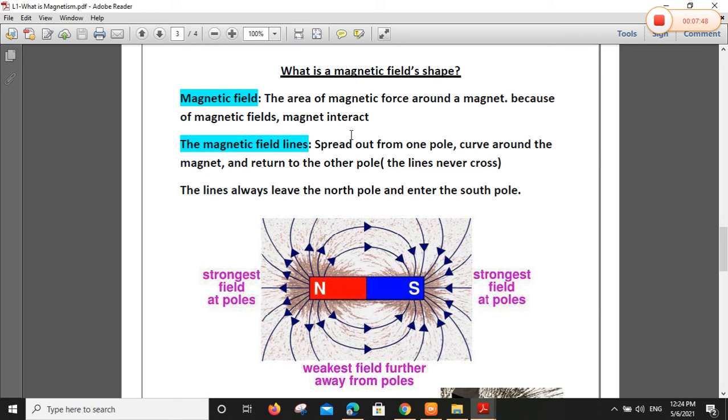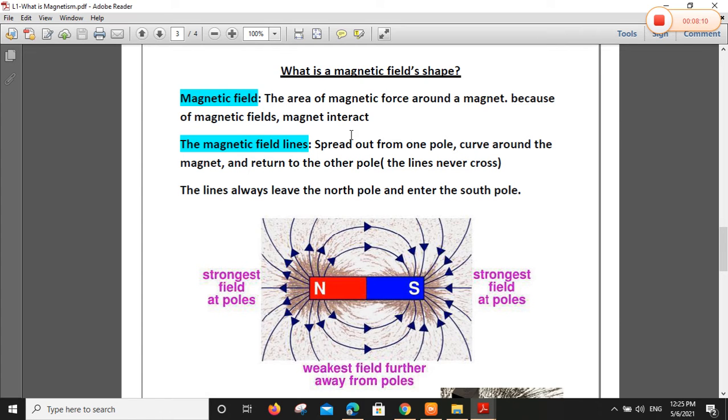Magnets interact, meaning attraction or repulsion. This is the interaction of the magnet, attraction or repulsion, push or pull. Okay.